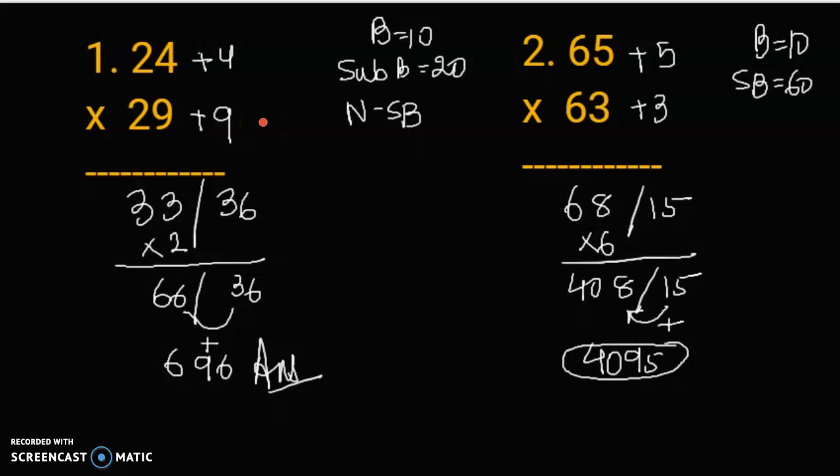So let us take a look at how we perform these multiplications. In the present example, we can see 24 times 29. Now let us consider here base as 10 and sub-base as 20. The number 24 is 4 more than the sub-base, or we can find number minus sub-base. So the number is 24 and sub-base is 20, so 24 minus 20 gives us plus 4, and 29 minus 20 gives us plus 9.